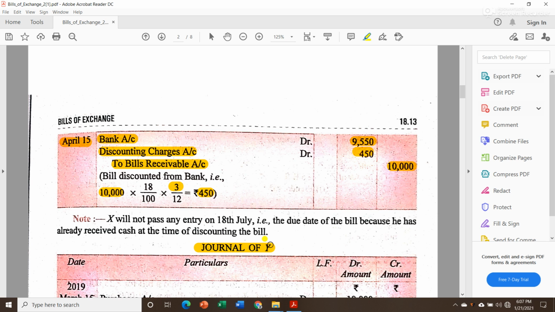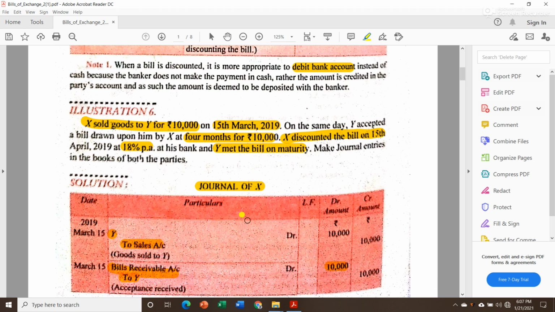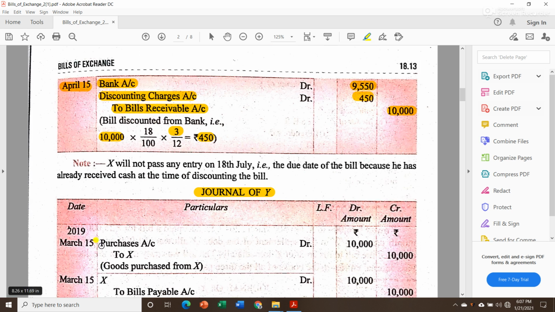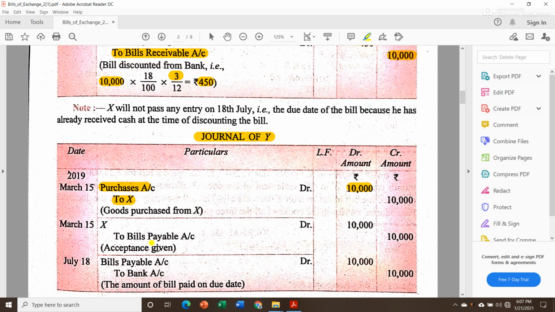First entry will be for this sale. Since Y is the purchaser, it will be purchases account debited to X, rupees 10,000. Then again on the same date he accepted the bill and sent it back to Mr. X, so X account debit to bills payable, 10,000.